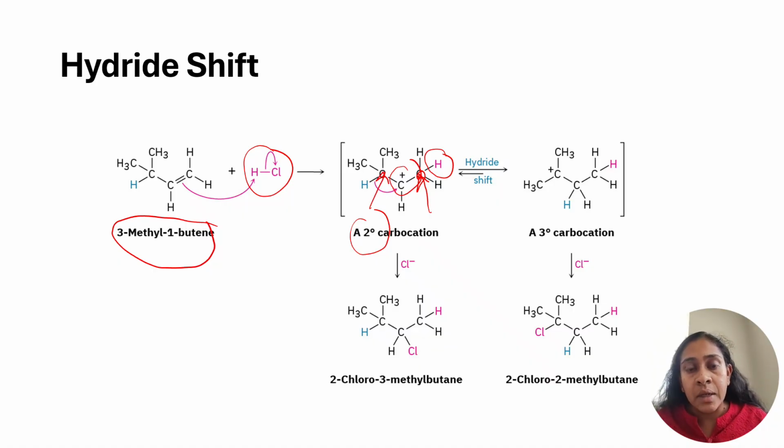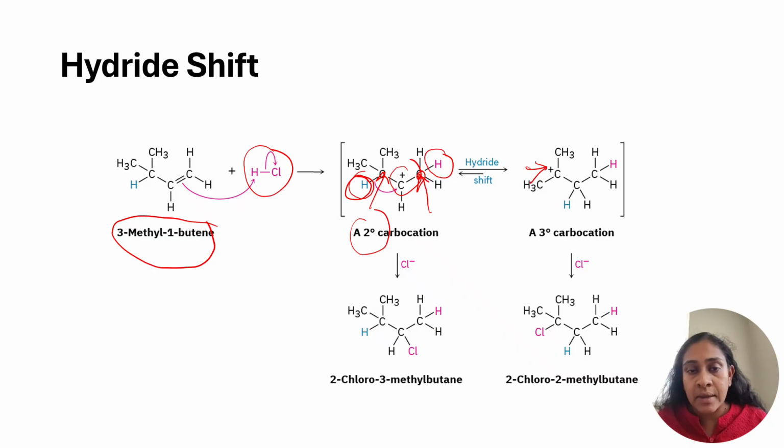The neighboring carbon contains a hydrogen that can migrate. That hydrogen moves together with the pair of electrons from its carbon-hydrogen bond to the carbocation center. This is a hydride shift. Notice what is going to happen to the positive charge. It moves to the carbon from which the hydride originated.